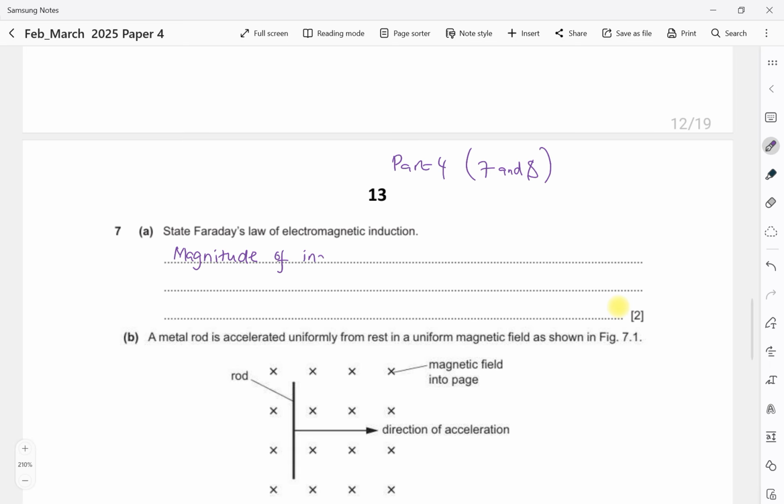So simply say: the magnitude of induced EMF is directly proportional to the rate of change of magnetic flux linkage. That is Faraday's law of electromagnetic induction.